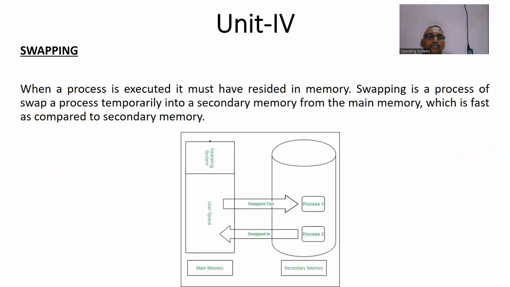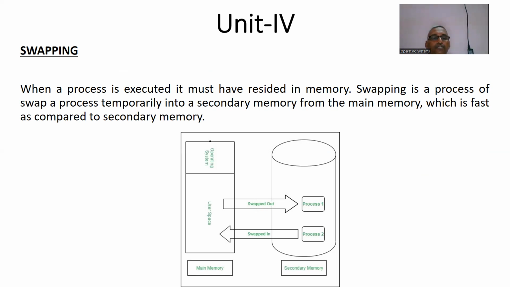When a process is executed, it must reside in memory. Swapping is a process of swapping a process temporarily into secondary memory from the main memory, which is faster compared to secondary memory. Swapping allows more processes to be run and fit into memory at one time. The main part of swapping is transfer time, and the total time is directly proportional to the amount of memory swapped.